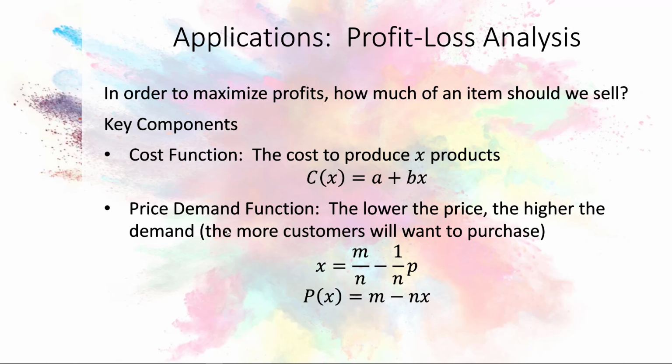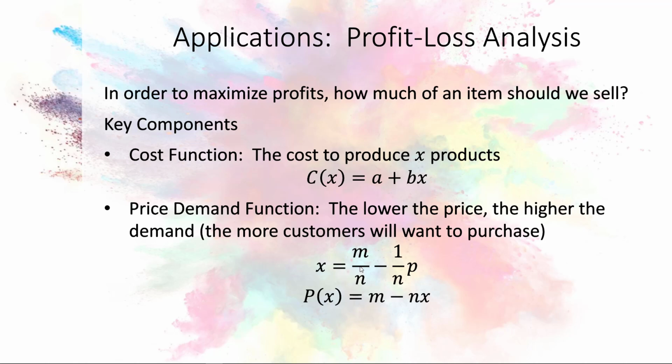The next is called the price demand function, and this is pretty much how this works, and you can see it here. Here X is the demand for a certain product, and here is the price for that product. As you can see, the lower the price, the higher the demand. If the price goes up, the demand goes down, as one would expect.